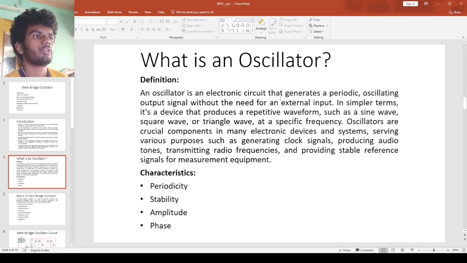So an oscillator is an electronic circuit that generates a periodic oscillating output signal without the need of an external input. In similar terms, it's a device that produces a repetitive waveform such as sine wave, square wave, or triangle wave at a specific frequency. An oscillator has the characteristics of periodicity, stability, amplitude, and phase.